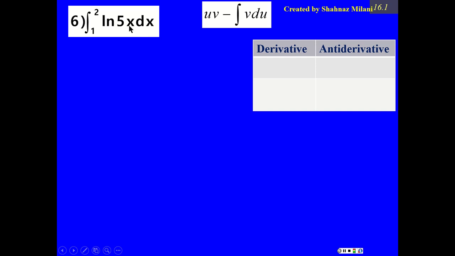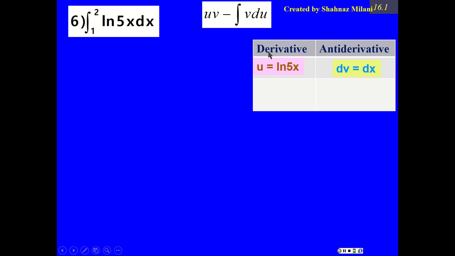Natural log of 5x, that's going to be my derivative part. The second part left is the dx. dx is going to be my second part. Now, I'm going to use my natural log of x as a u part, and dx, I'm going to use it as my dv part.